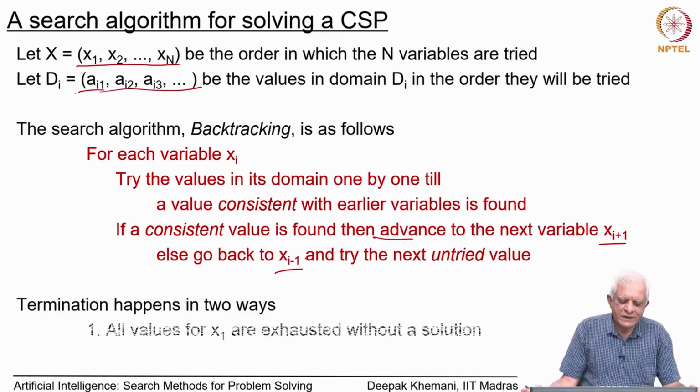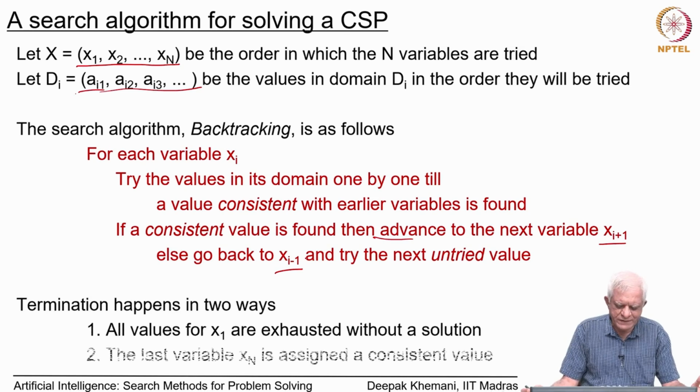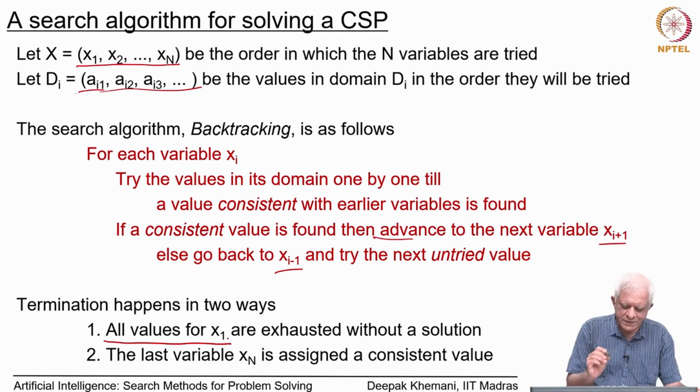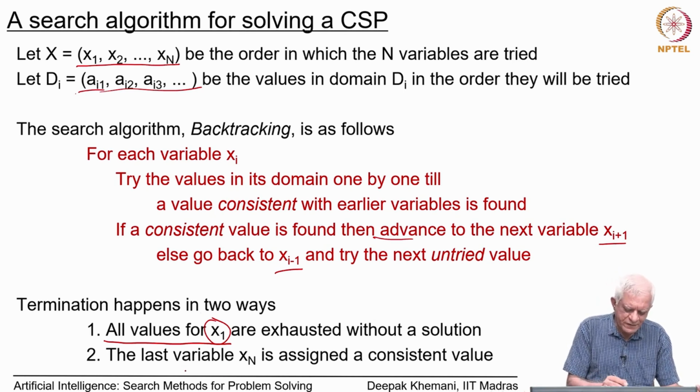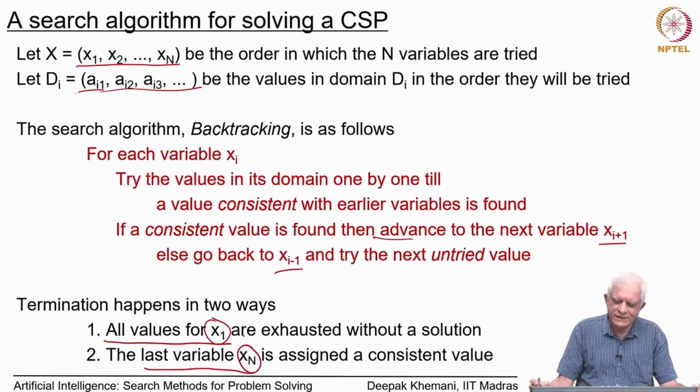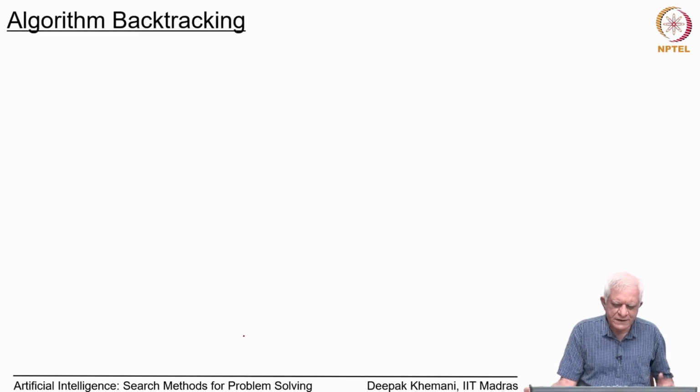Now, our algorithm will terminate in two ways. One is when it fails, and we will know that it has failed if all values for the first variable are exhausted without finding a solution. What is a solution? A solution is a consistent assignment for all the variables. So, if we keep backtracking and eventually exhaust all the values of the first variable x1, there is nothing else left to try and we can report failure. The other is a success condition, and that happens when the last variable, xn, is assigned a consistent value, then we have a solution. So, that is the simple backtracking algorithm essentially.